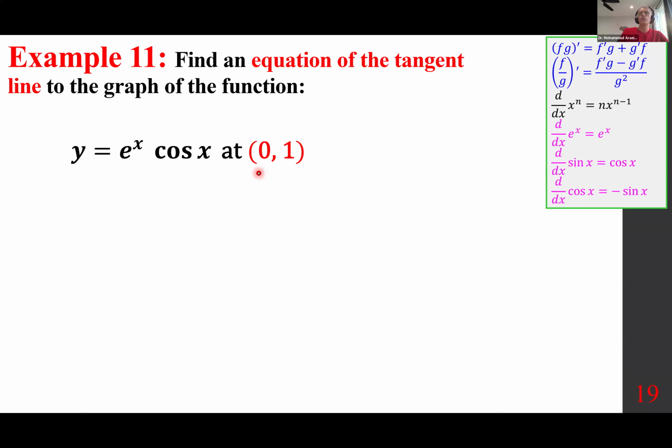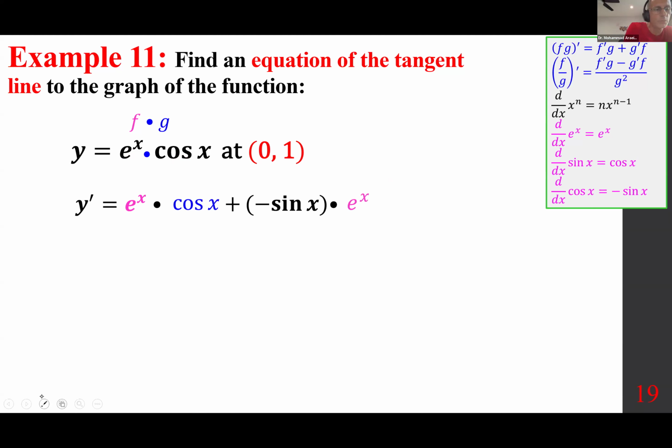To find the equation of a tangent line, we need two things. We need a pair x comma y, which is given. And we need the slope, which means we have to differentiate and plug in to find the slope. So first and foremost, we want to differentiate this. We put a raised dot in between, and we are going to use the product rule, f times g. So f prime is e to the power of x times g, which is cosine x, plus g prime. The derivative of cosine is negative sine x times f, e to the power of x.